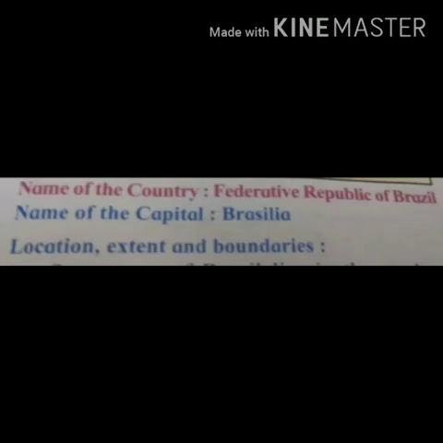Now we will talk about Brazil. Name of the country: Federative Republic of Brazil. Students, federative means a country is formed from the union of all states, and Brazil has many states. Brazil is a federative country. There are a lot of similarities in both the countries. Both the countries are republic countries.